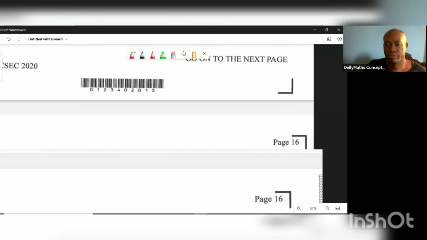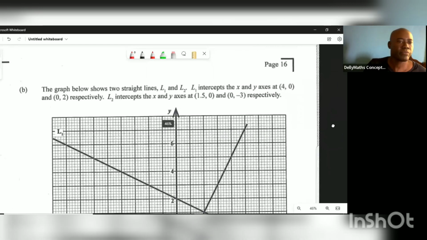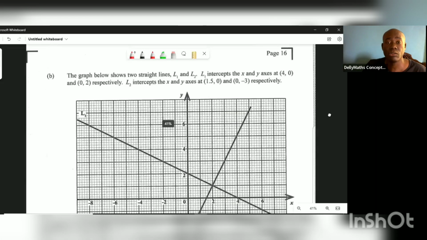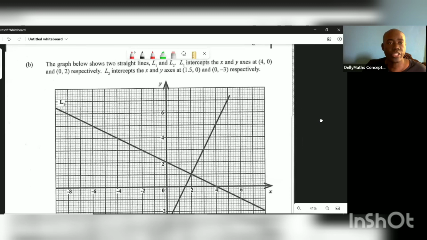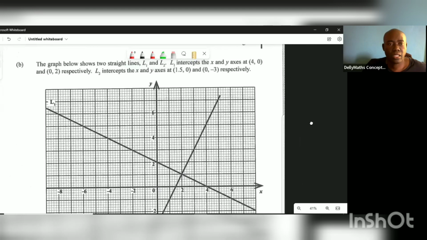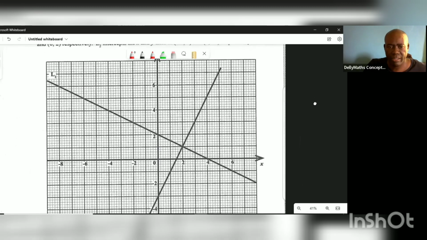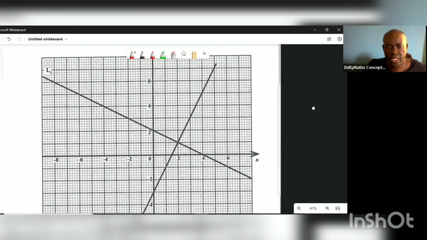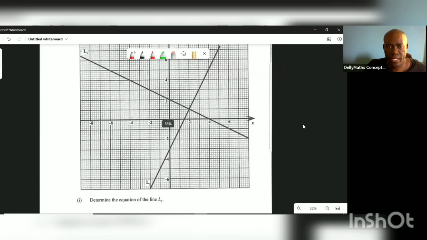All right, let's go. So we are at this question now, and it says the graph below shows 2 straight lines, L1 and L2. L1 intercepts the x and the y-axis at (4, 0) and (0, 2), respectively. L2 intercepts the x and y-axis at (1.5, 0) and (0, -2), respectively. So those are visible, and we're seeing everything right there. All right, so let's see what the questions are.